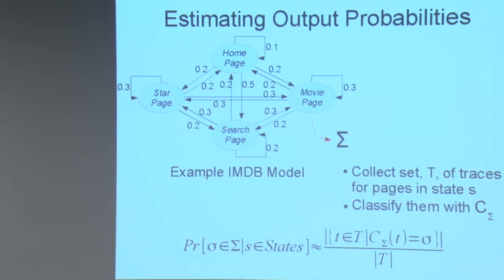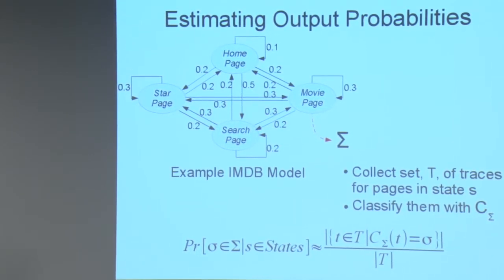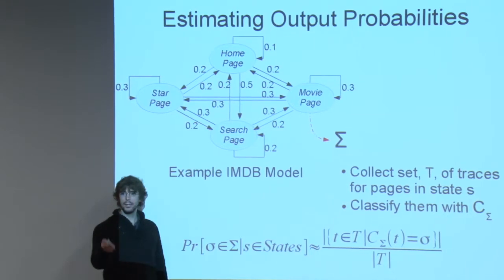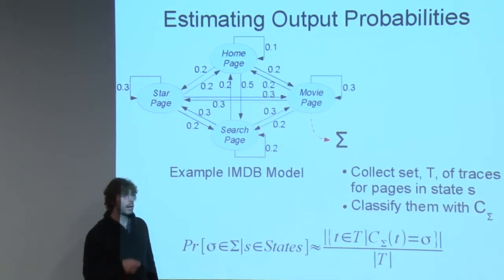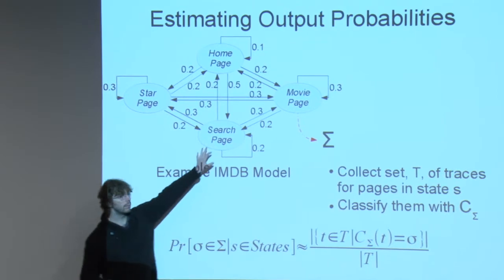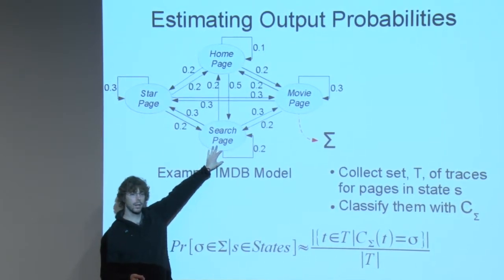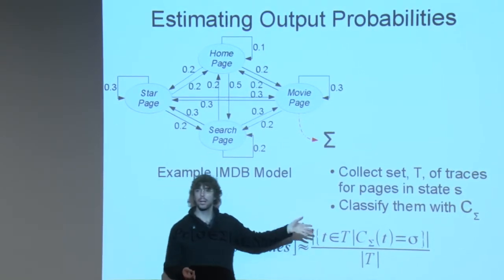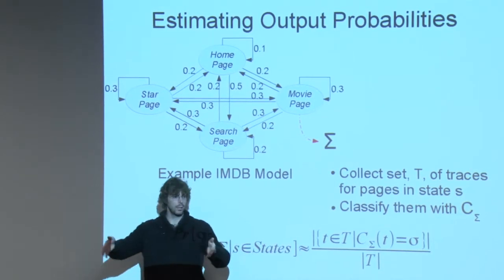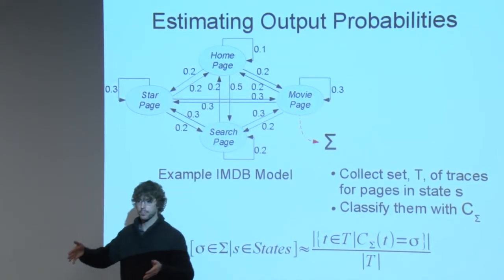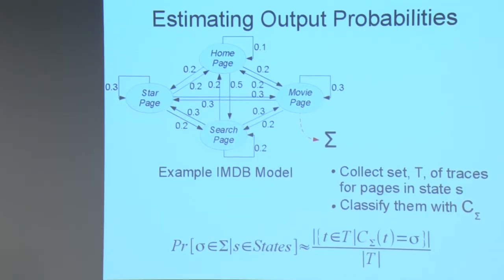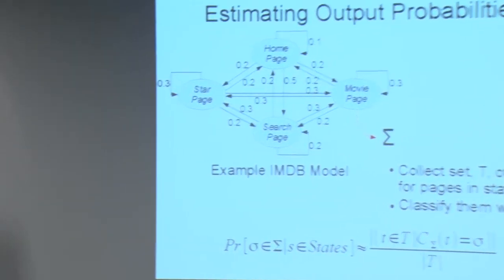And furthermore, you can estimate the probability that each page will generate each observation by, after building the classifier, going and visiting this page, say, 100 times and collecting 100 different traces, and running them through your classifier and seeing what symbols it outputs and with what probabilities. And so now that gives you a probability distribution over your observations for the act of a victim visiting one of these pages. It's pretty abstract, so let me show you a concrete example.